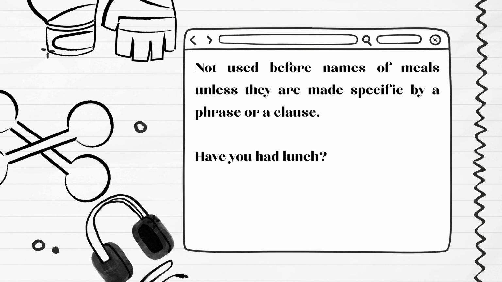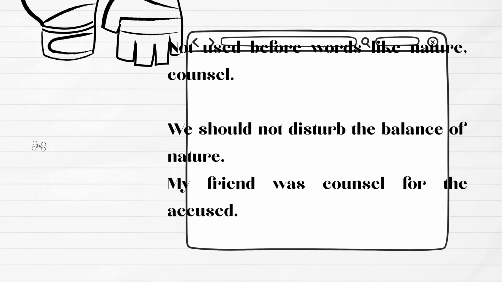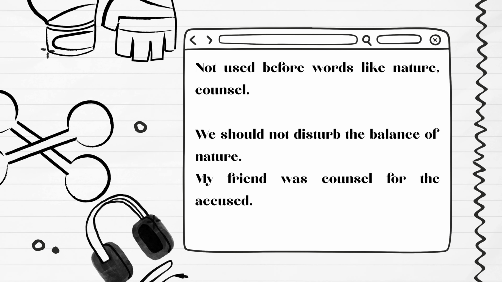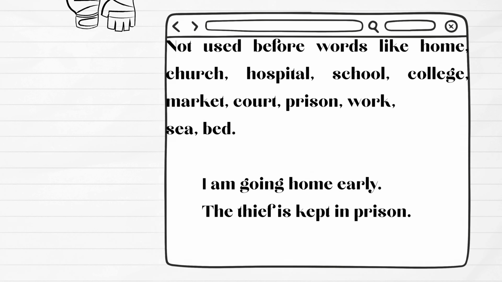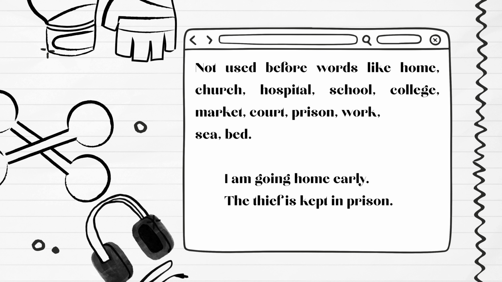Not used before names of meals unless they are made specific by a phrase or a clause. Have you had lunch? Not used before words like nature, counsel. We should not disturb the balance of nature. My friend was counsel for the accused. Not used before words like home, church, hospital, school, college, market, court, prison, work, sea, bed. I am going home early. The thief is kept in prison.